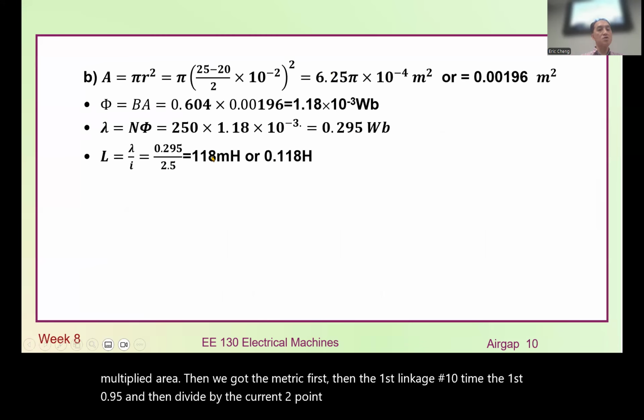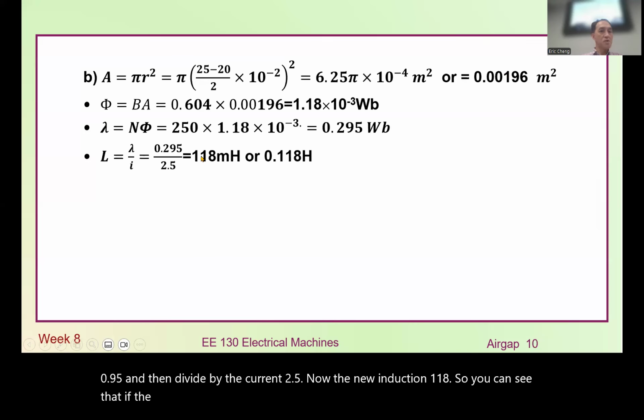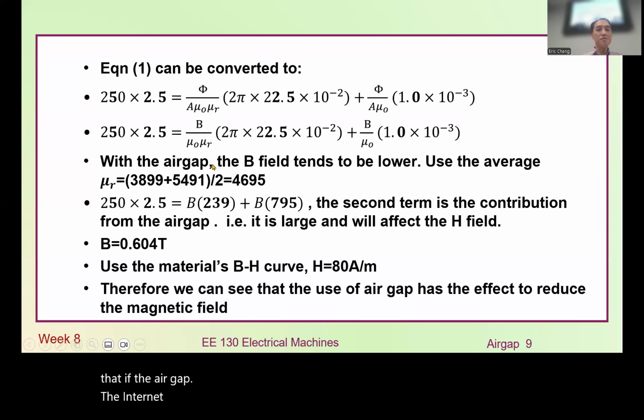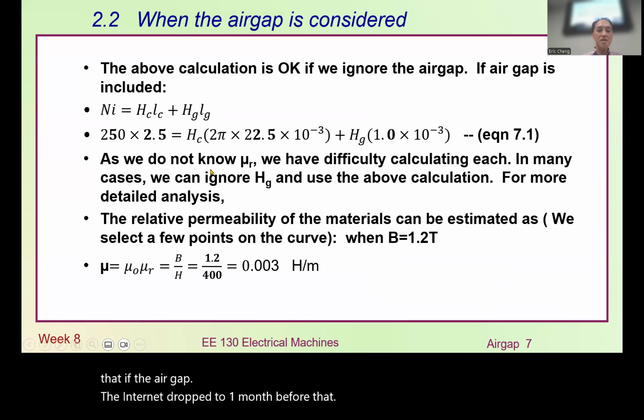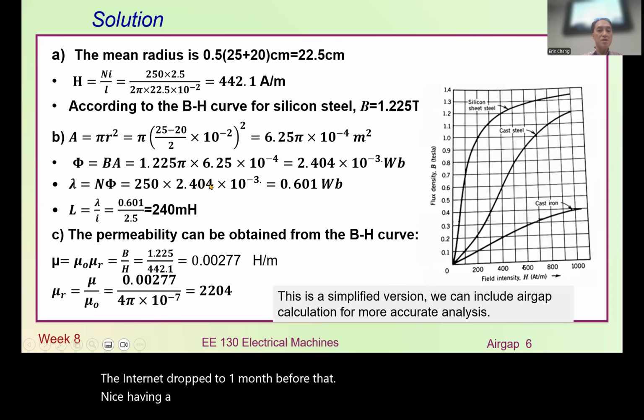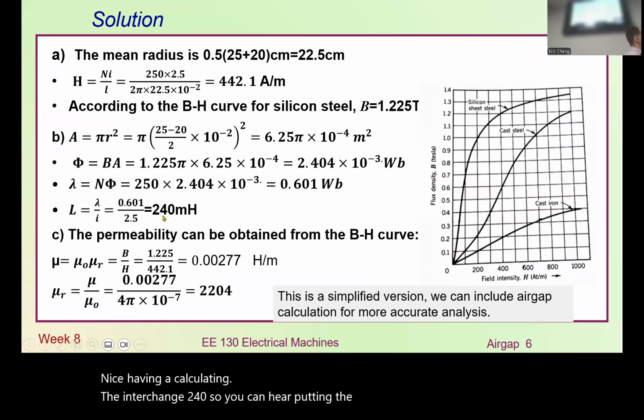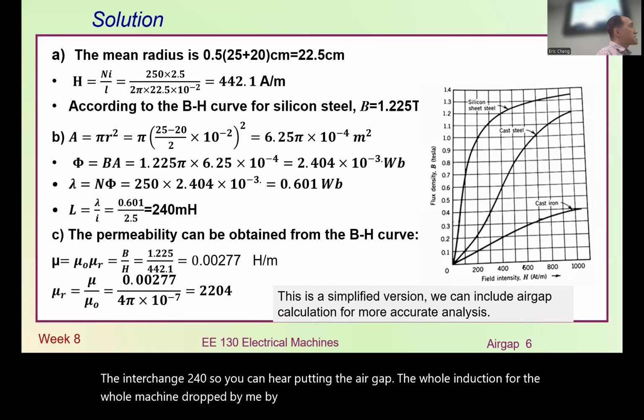Now the new inductance is 118. So you can see that with the air gap, the inductance dropped to 118. Last time when we calculated, the inductance was 240. So putting in the air gap, the inductance of the whole machine dropped by half, right? You can see how powerful the air gap is.